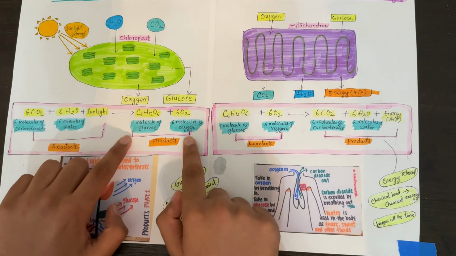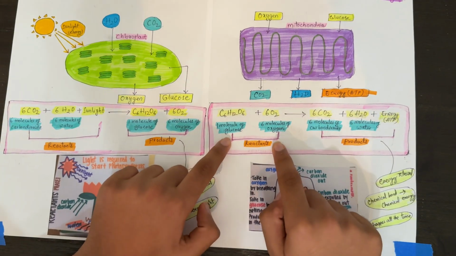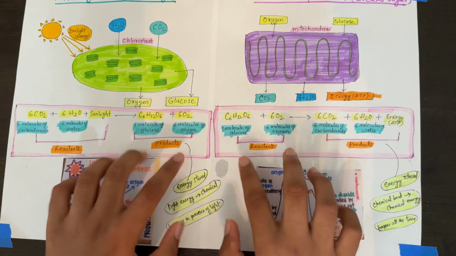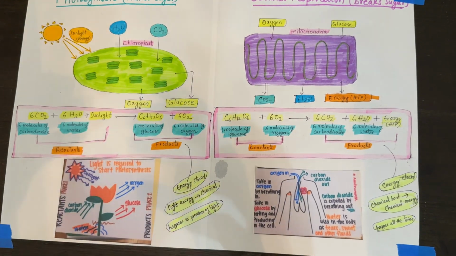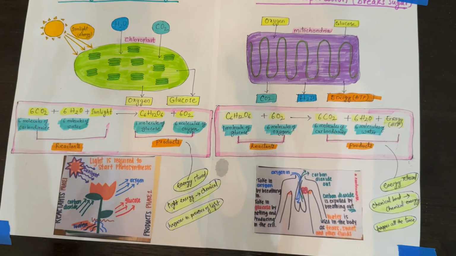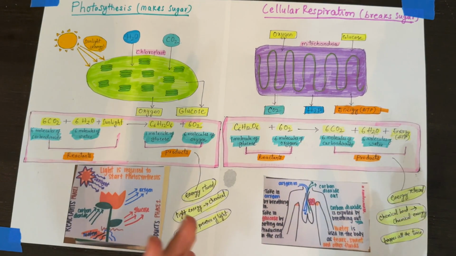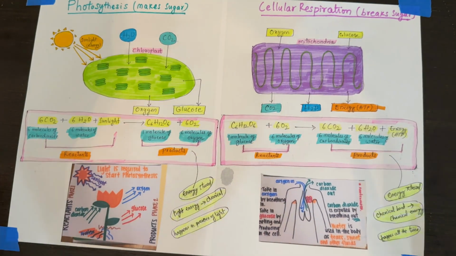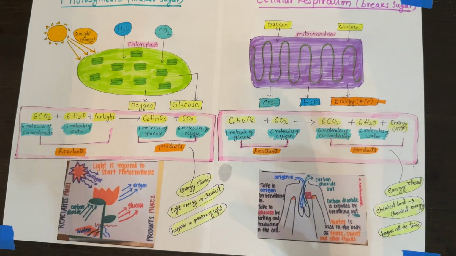And the products of photosynthesis are exactly identical to the reactants of cellular respiration, as shown over here. So this shows a continuous flow of energy throughout multiple organisms. Now, plants are the only organisms that do photosynthesis and cellular respiration. However, every single organism does cellular respiration, including humans.